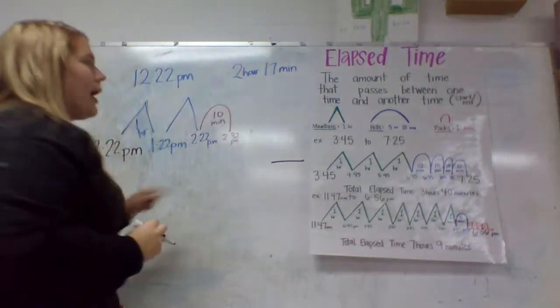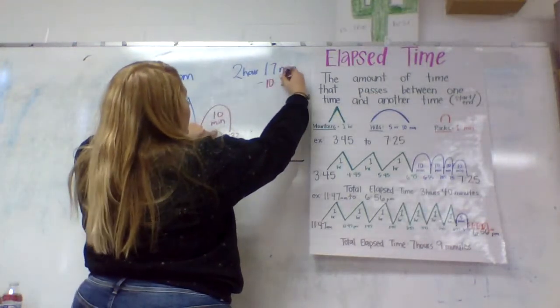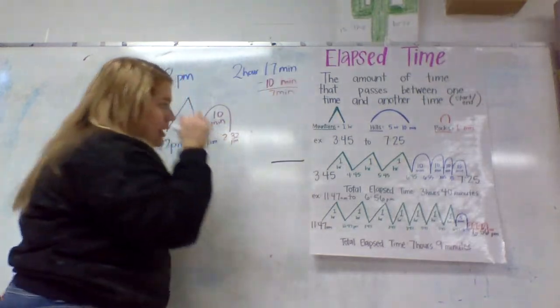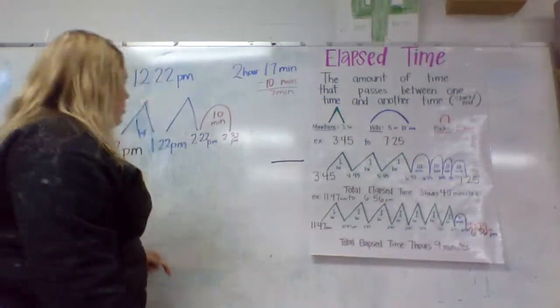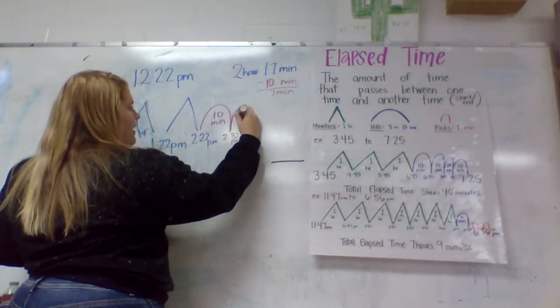Here's where you've got to keep track. I had 17 minutes. I've counted up 10 of them. So now I have 7 minutes left. Can I do another hill? I can't do a 10-minute hill, but can I do a 5-minute hill? So now I've got another 5-minute hill.